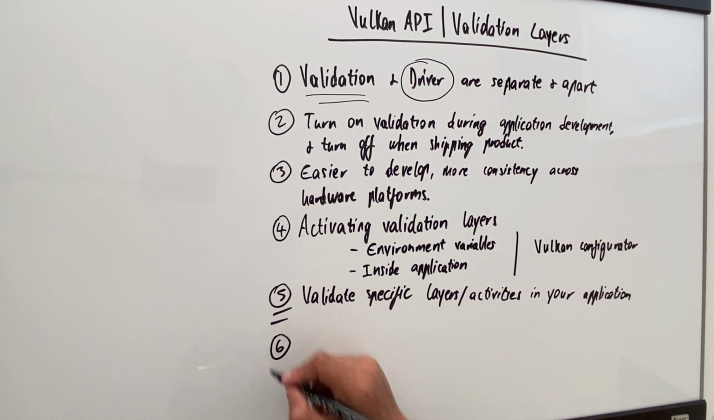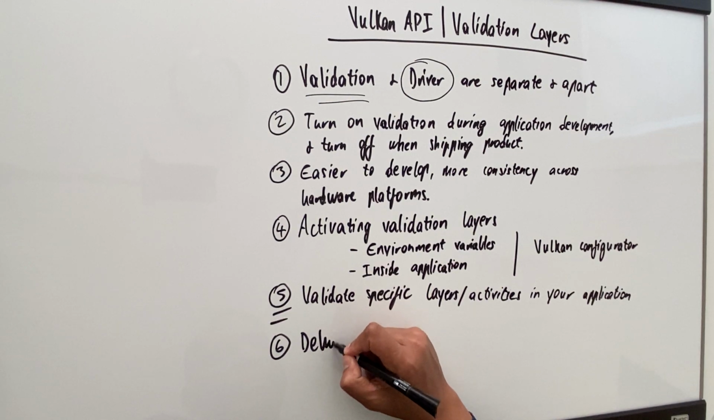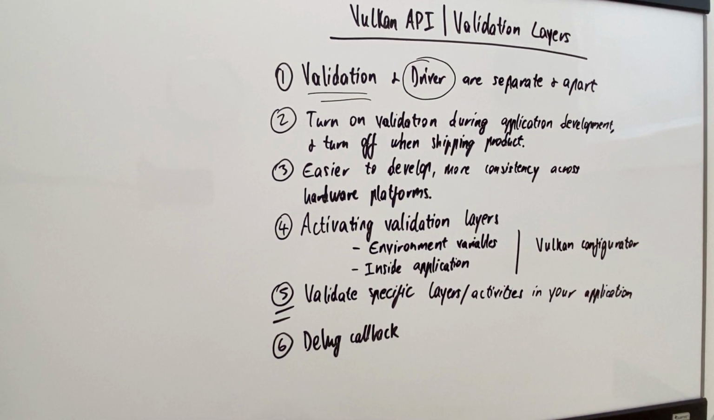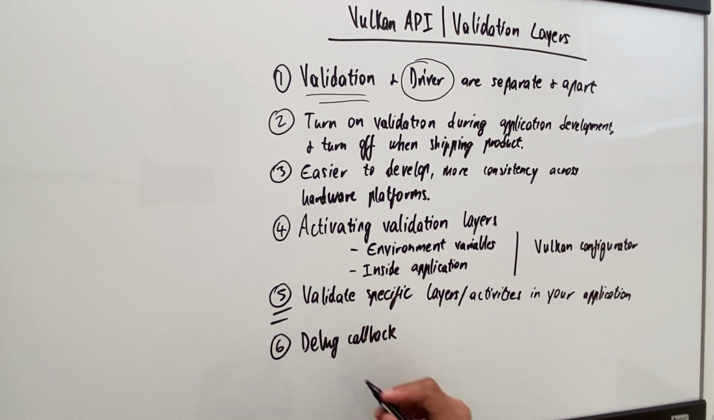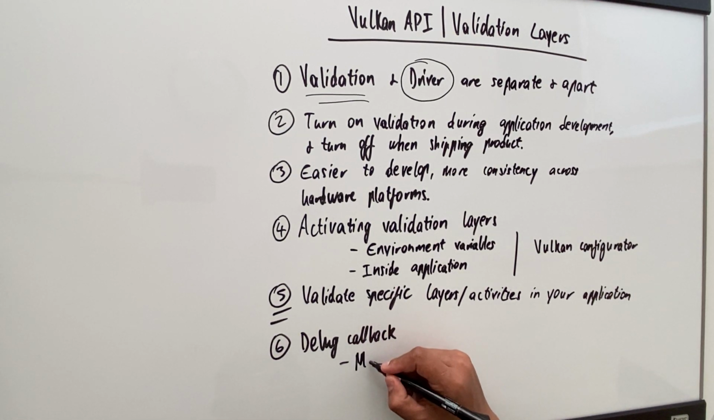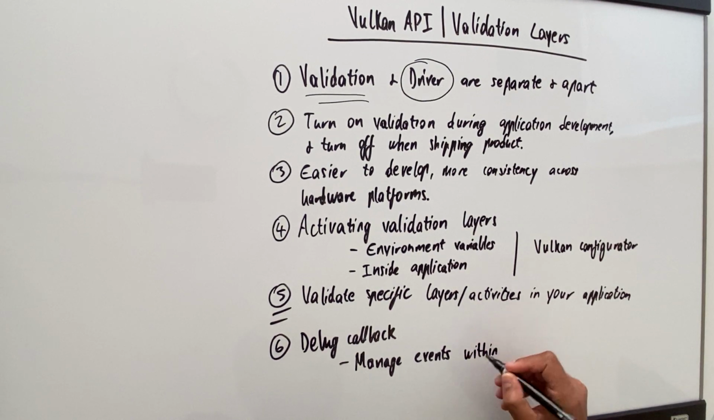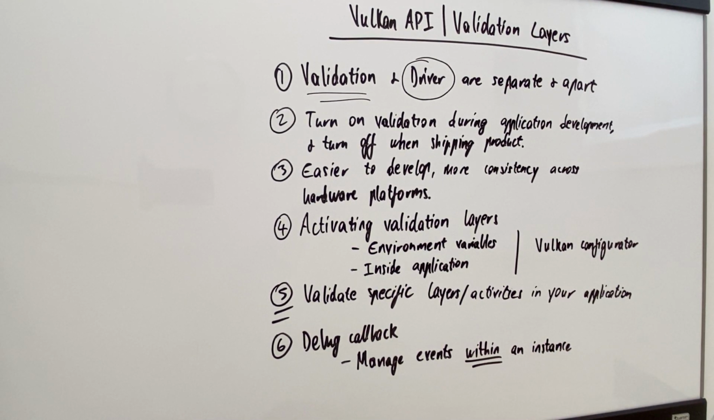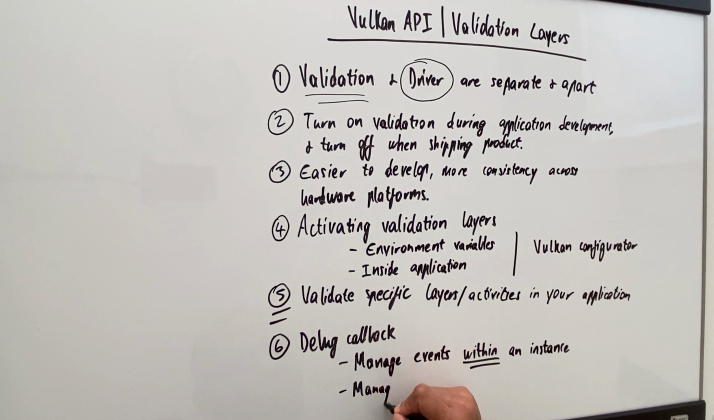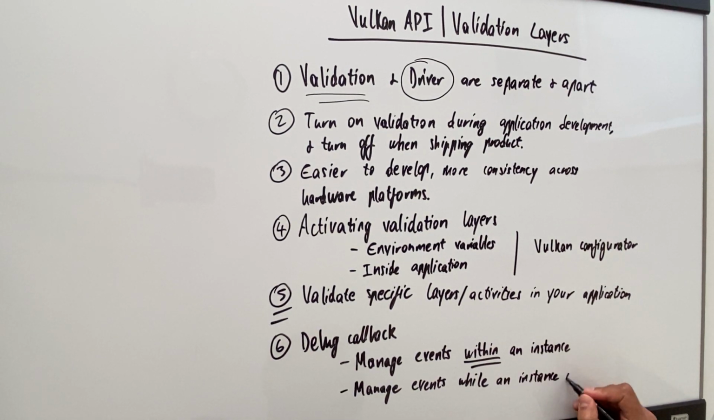And then the last thing that I guess I want to talk about is what they call the debug callback. In previous tutorials, when you go through my tutorials, everyone knows that Vulkan is run basically by instances. So number one, you could manage events within an instance, and number two, you could manage events while an instance is being created.